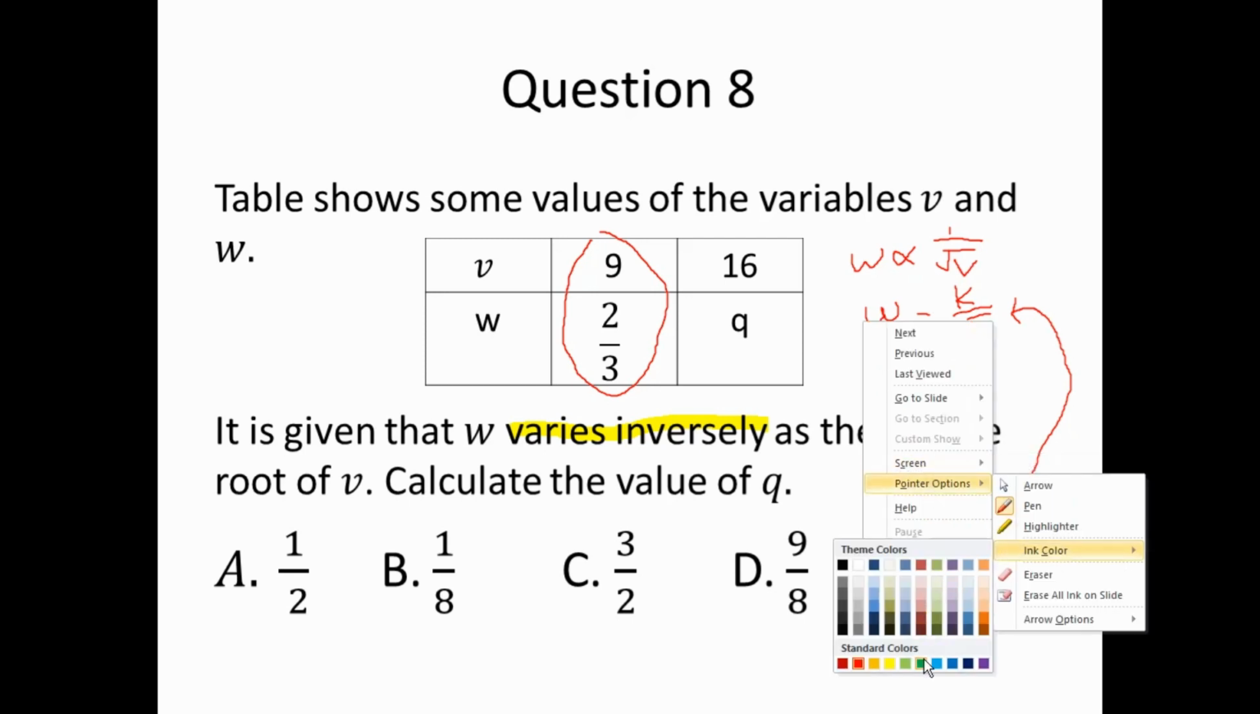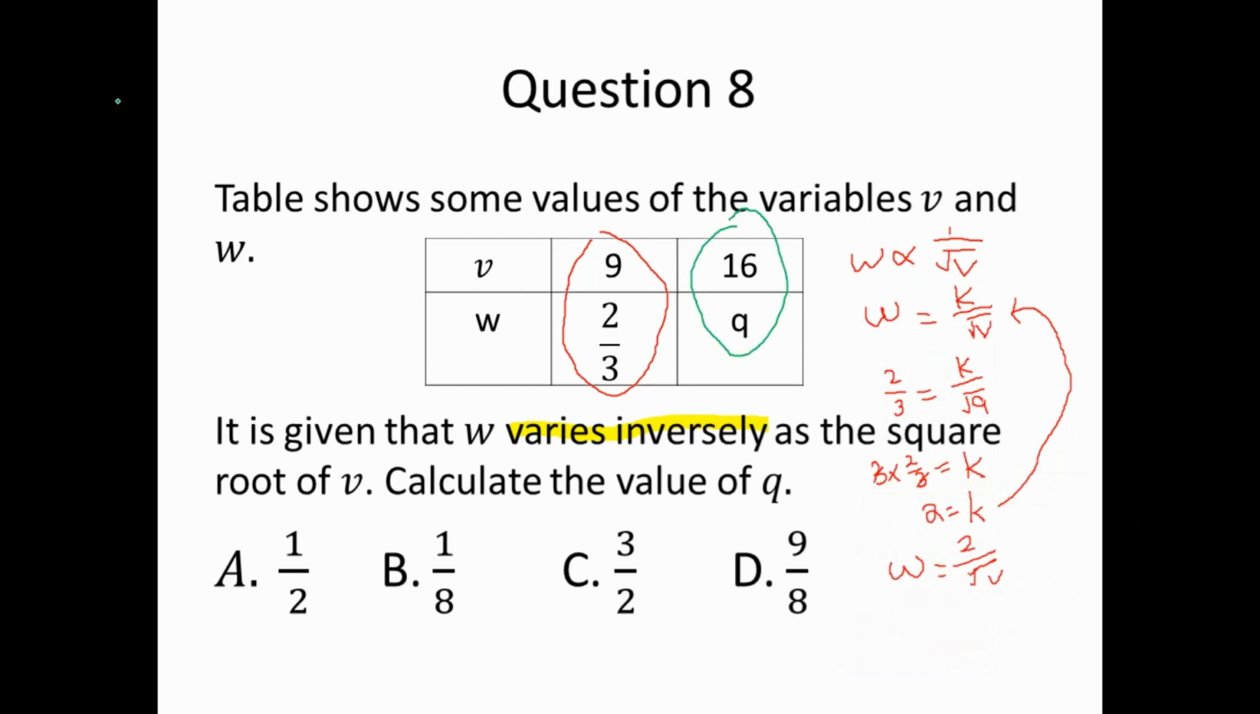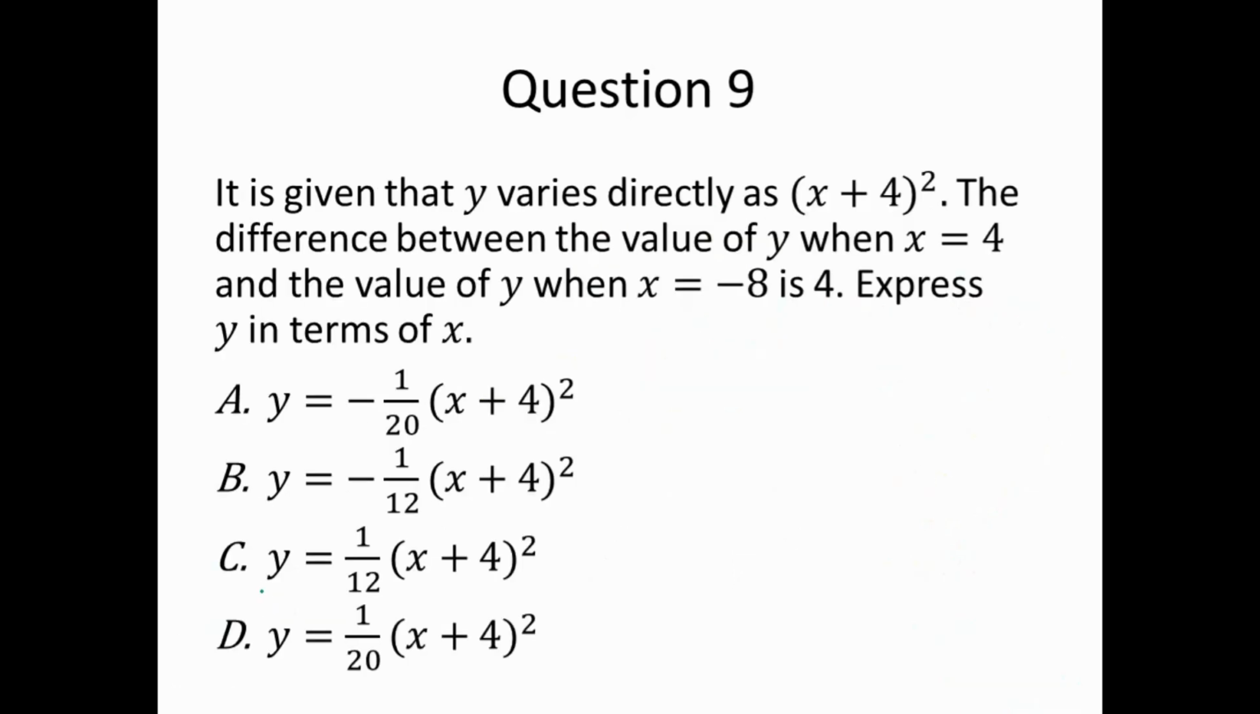Then we use the second pair of V and W, 16 and Q. So W equals Q, Q equals 2 over the square root of V, where V is 16. So Q equals 2 over the square root of 16, which is 4. So 2 over 4 is 1 over 2. The answer is A.